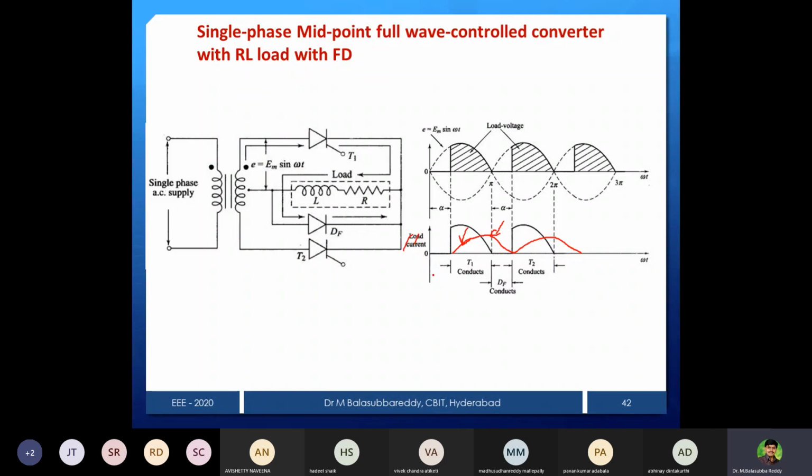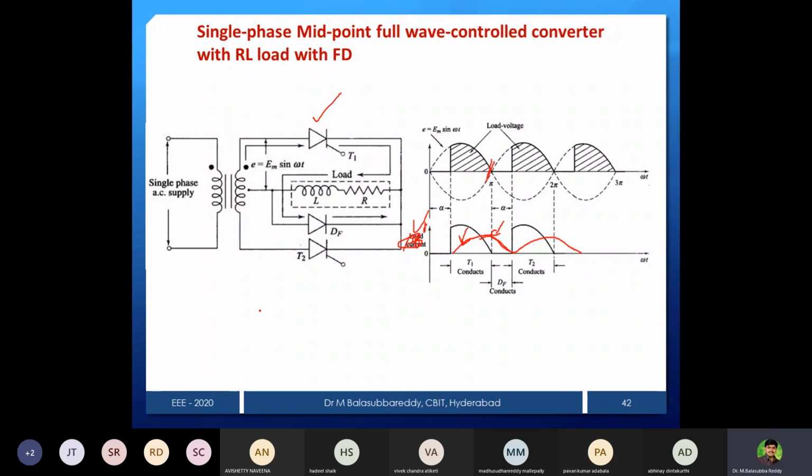But the current is not 0. Why is the current not 0? There is energy stored in the inductor that is going to be dissipated through the diode. That's why current flows through the diode but not through the thyristor. So when there is no current through the thyristor, it is turned off at pi. That is the reason for this shaded portion I drew here. This is not a current; you just make it the voltage waveform, and then the current waveform is this red line. So this is the way.